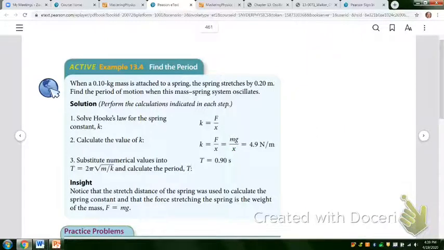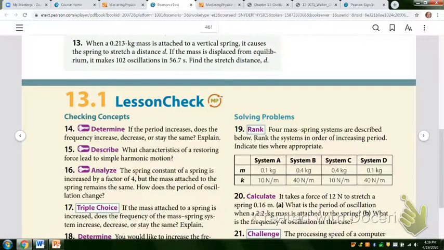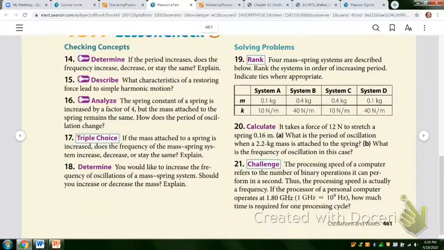All right, so on that same page, we have some more problems we can do. I'm going to come down here and do number 20. Okay, so if you look on this page, number 20, it says it takes a force of 12 newtons to stretch a spring 0.16. So this time they actually did give you the force, but it says what is the period when a 2.2 kilogram mass is attached to the same spring.